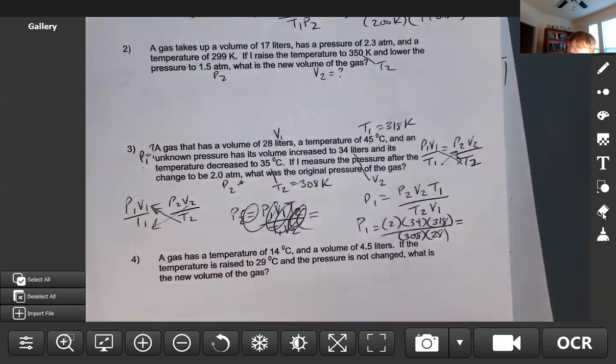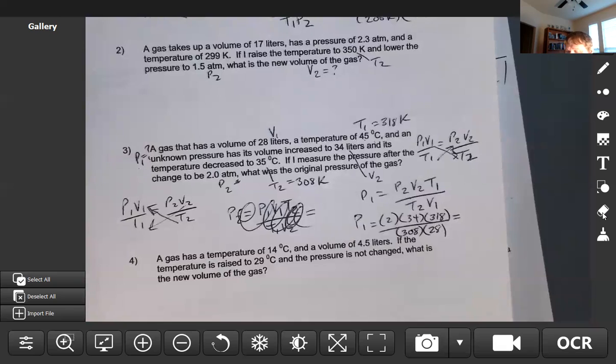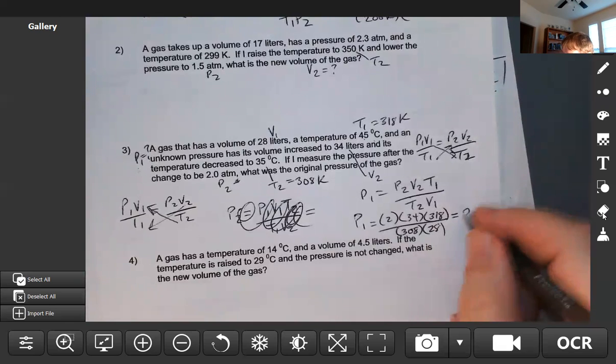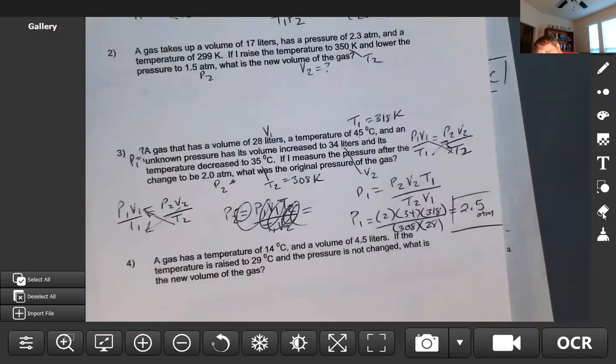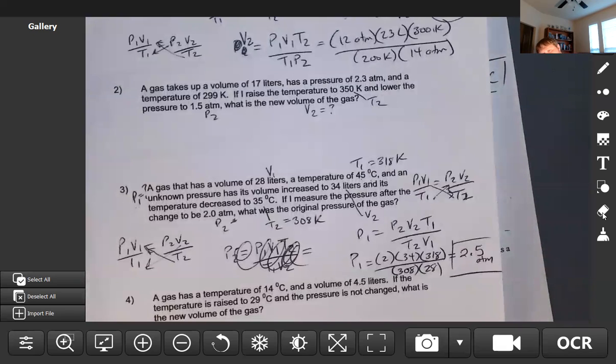Whew. All right, let's see what we got here. 2 times 34 times 318. That's a pretty big number. And then divided by 308. And then we divide one more time by 28. So it comes out to be 2.5 atmospheres. After all that, it went up just a little. Just a little.